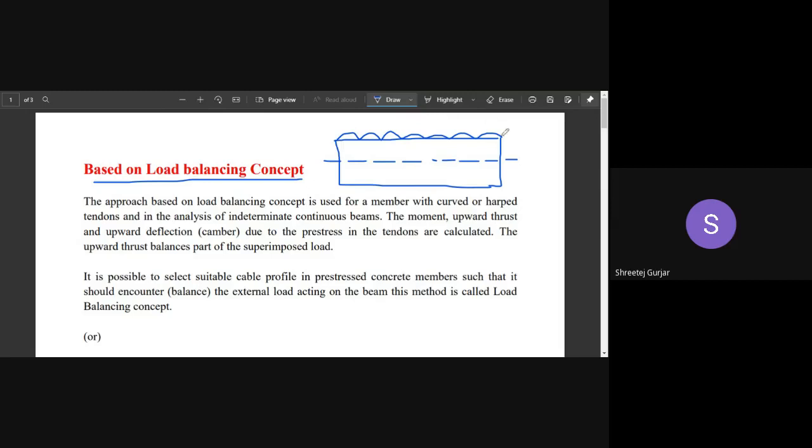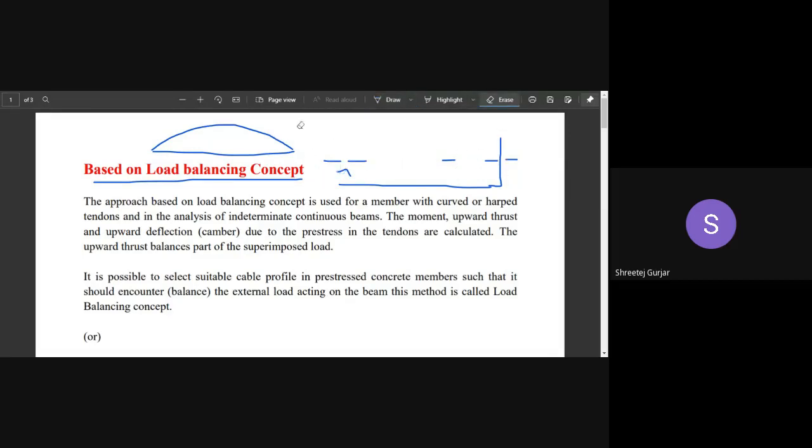So if you have a UDL acting on your beam, your tendon profile is parabolic. And the bending moment is like this. This is our bending moment, so you can see this is a parabola, and our cable profile is also a parabola.